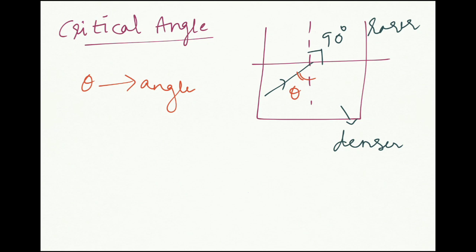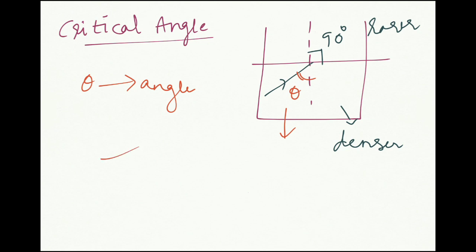That's it, very simple, right? So this theta will be varying from substance to substance, because as we change the denser medium, the theta will be varying. Okay, theta will be varying. So I hope this part is clear to you.